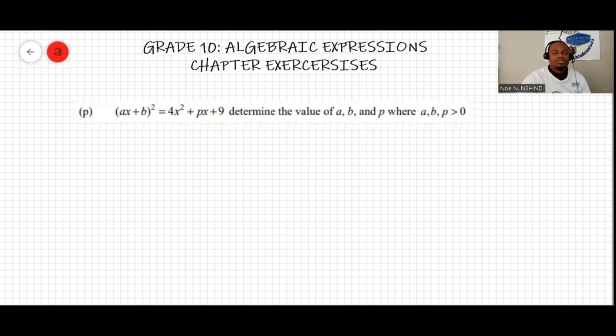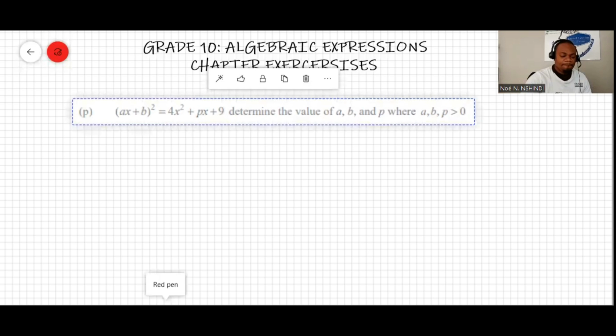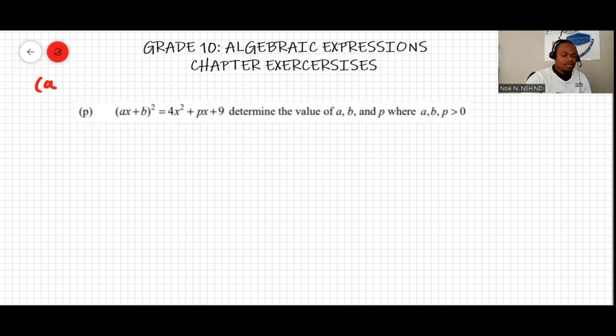Well, we have another question here. Open bracket ax plus b raised to the power of 2 equal to 4x squared plus bx plus 9. Now, let me remind you of our property. We say that when we have a plus b raised to the power of 2, this is equal to a squared plus 2ab plus b squared.